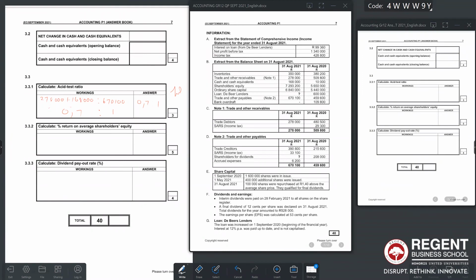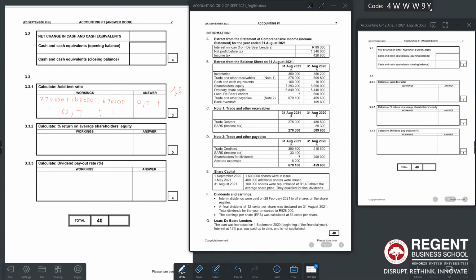What does the acid test ratio tell you? It tells you your ability to pay off your short-term debt. For every 1 rand you're owing, you only have 70 cents. This business has got a problem. They're not going to be able to pay, because 0.7 is how much you got. I got 70 cents, I owe 1 rand. I can't settle unless I dispose of my stock, because this is worked out without the stock. Can I pay my creditors if I don't touch my stock? I can't. They have a liquidity problem.